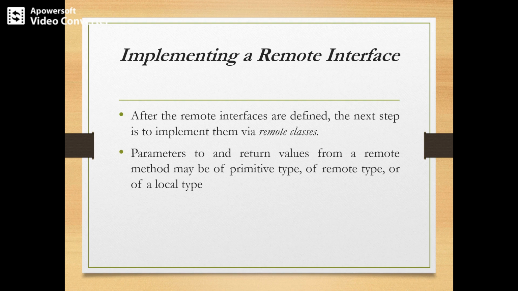How can this be done? The parameters and the return values from remote methods may be of a primitive type, a remote type, or a local type.